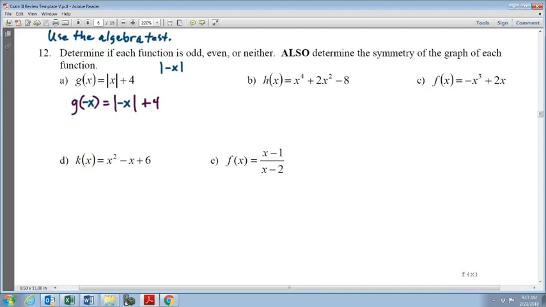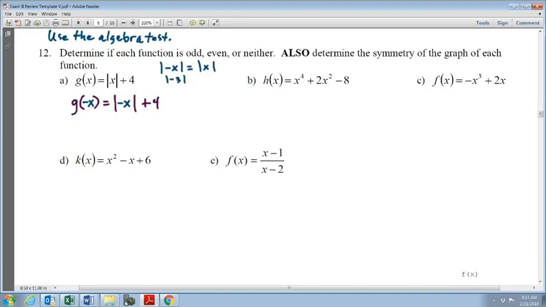I said square root, I mean absolute value. The absolute value of a negative number is positive. The absolute value of a positive number is positive. Absolute value is defined as distance from 0 on the number line, and so it's always going to give us a positive answer. And so absolute value of minus x will equal the absolute value of x.